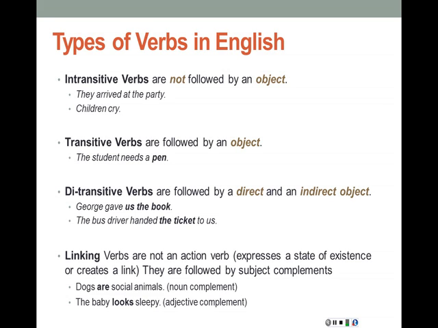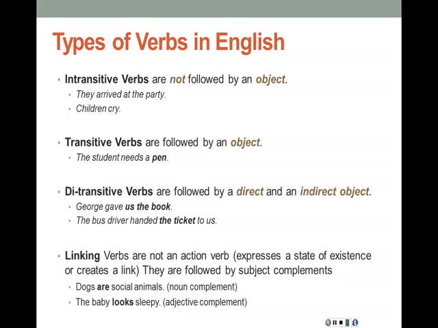Ditransitive verb phrases need a direct and an indirect object. For example, we need to know what George gave, and we also need to know who George gave it to. So George gave us, the person who receives the action, the book, the thing that receives the action.